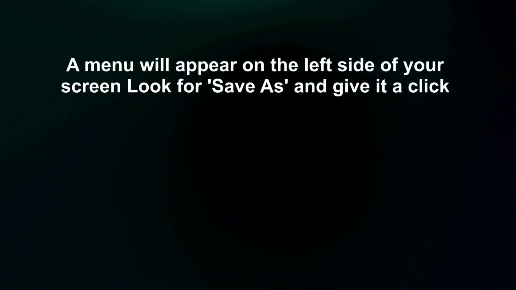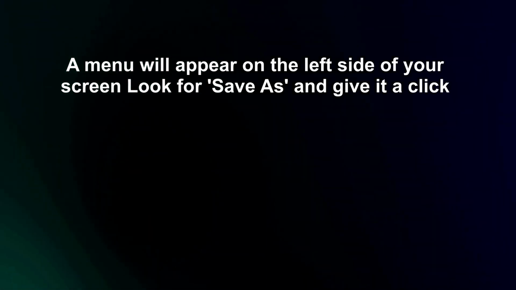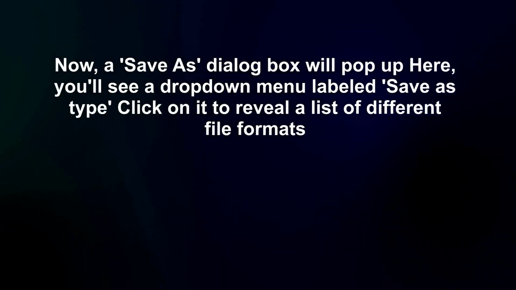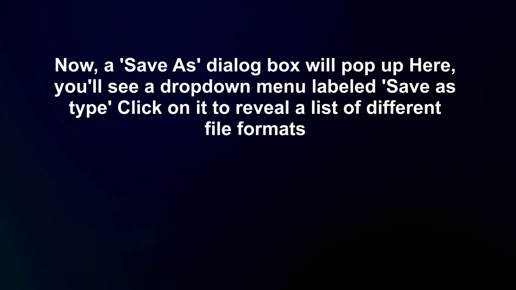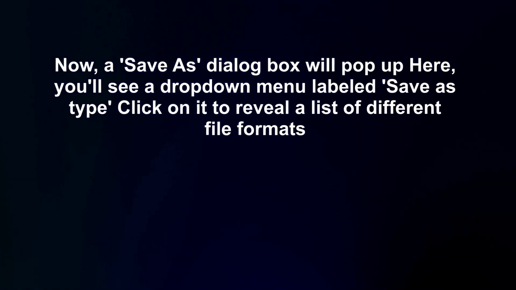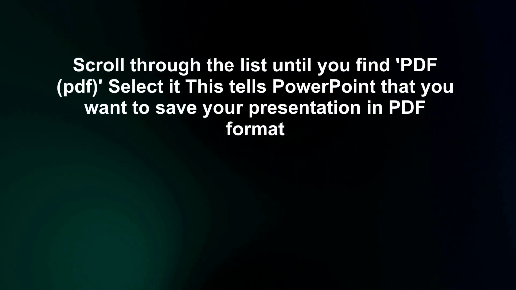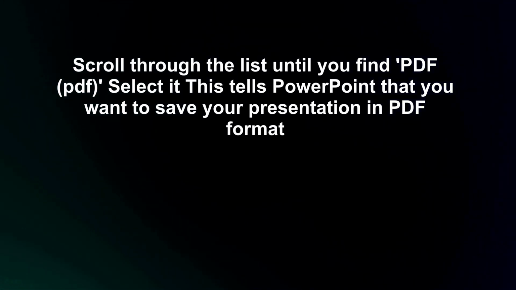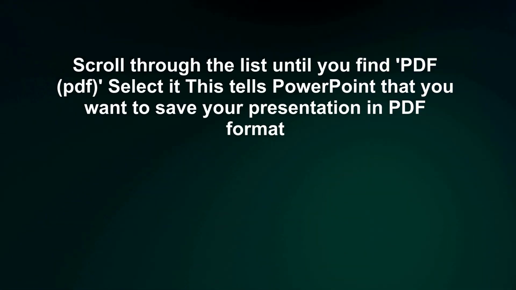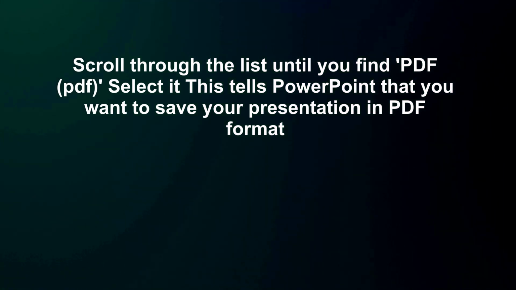A menu will appear on the left side of your screen. Look for Save As and give it a click. Now, a Save As dialog box will pop up here. You'll see a drop-down menu labeled Save As. Click on it to reveal a list of different file formats. Scroll through the list until you find PDF. Select it. This tells PowerPoint that you want to save your presentation in PDF format.